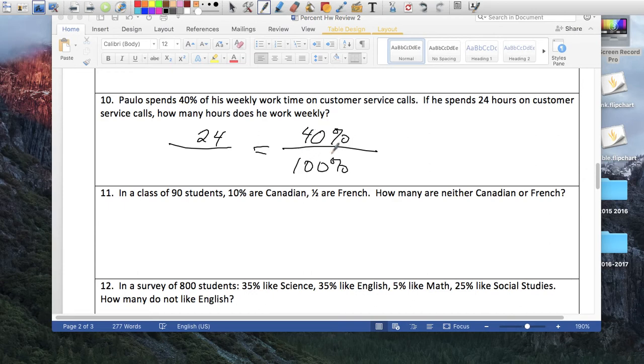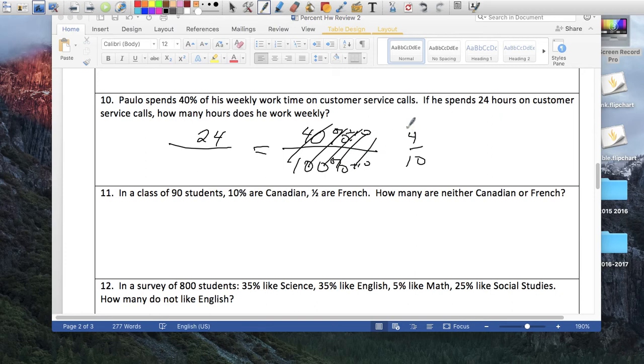So let's reduce 40 over 100. Let's divide that by 10. 40 divided by 10 will give me 4. And 100 divided by 10 will give me 10. This crosses out because I'm no longer going to use it.